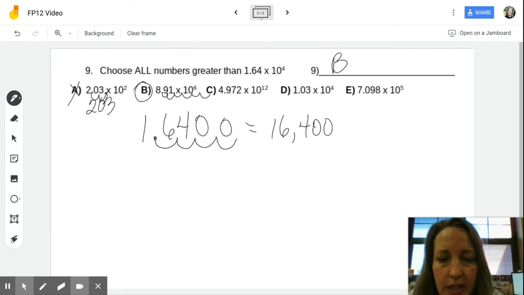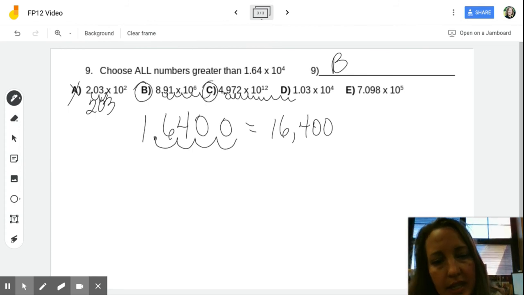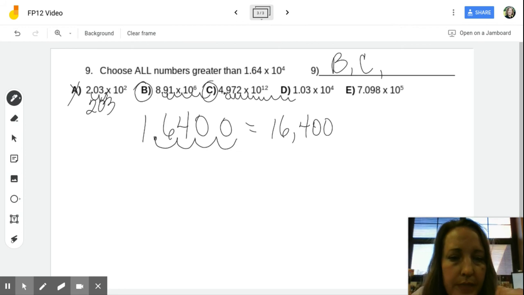Let's do the same thing here. We got to move this how many times? 12. 1, 2, 3, 4, 5, 6, 7, 8, 9, 10, 11. I don't even have to count. I can already see that that number is going to be bigger than 16,400. Let's look at the next one.